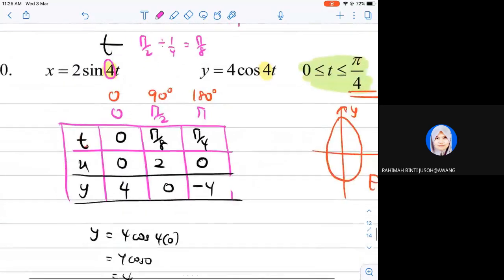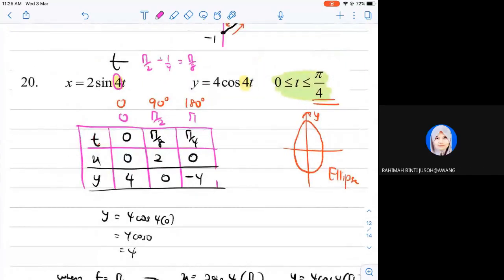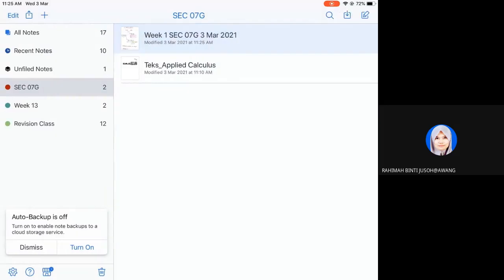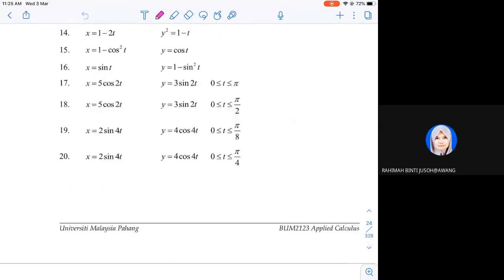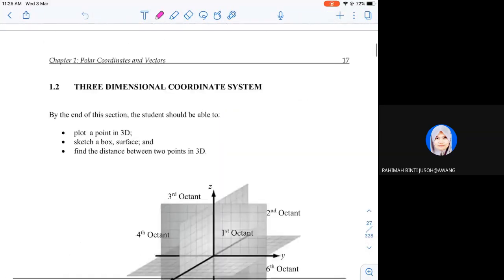Understand the tricks? Yes. Good, well done. So you can try the rest of the questions lah. Okay, jom.